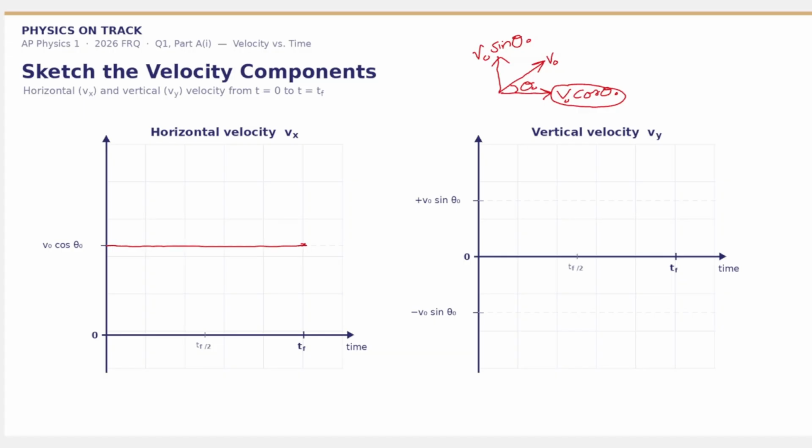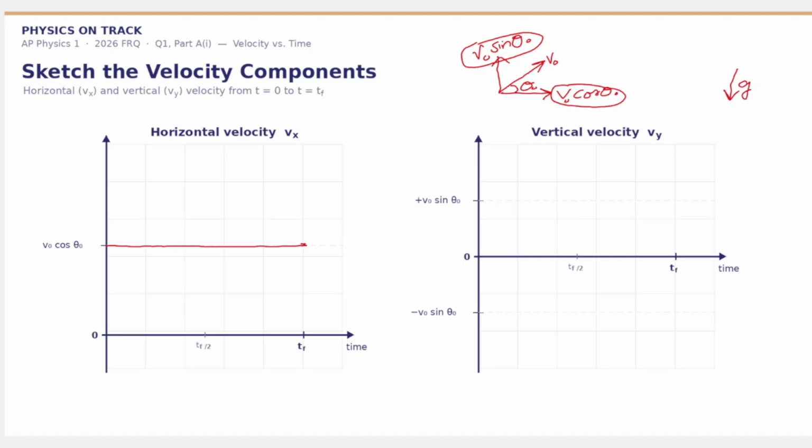Now in the vertical direction, we see that the initial velocity component in the vertical direction is v0 sine theta 0. And we know that there is a force acting on every projectile. In this case, it's a water droplet, which has the force of gravity acting down all the time. So when you have a force of gravity acting down, there's an acceleration due to that, which we call the acceleration due to gravity, g, in the downward direction.